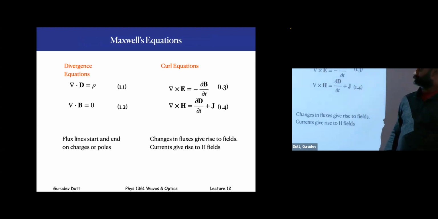And as I said, it's introduced, if we set the velocity equal to 1 over the square root of mu epsilon.